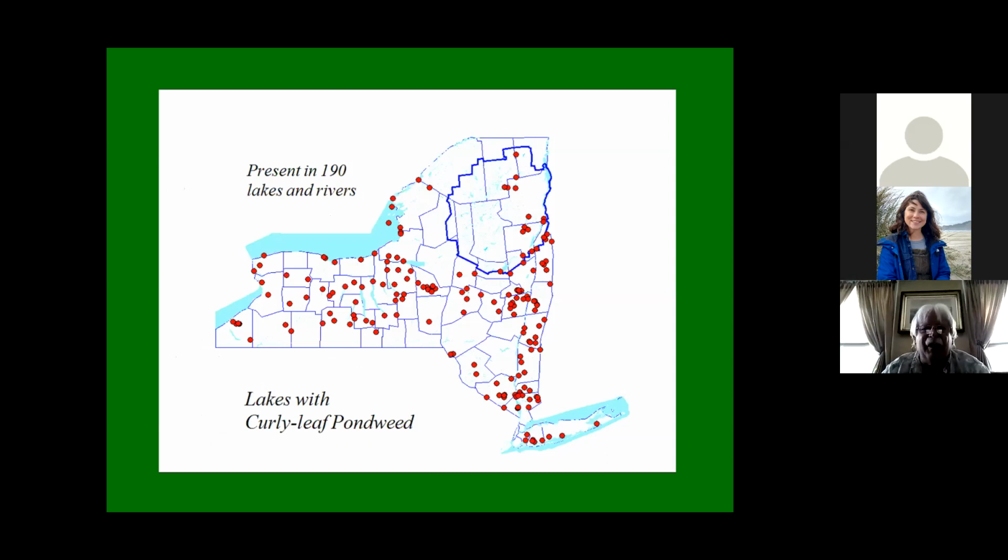Here's, to give you an idea again. Once again, the distribution patterns are very similar to the others, with the Hudson River Valley the principal vector for moving this plant around, but it's pretty common throughout the western part of the state as well. It likes more alkaline, calcium carbonate type waters than we have in the park, but there are a few locations here.